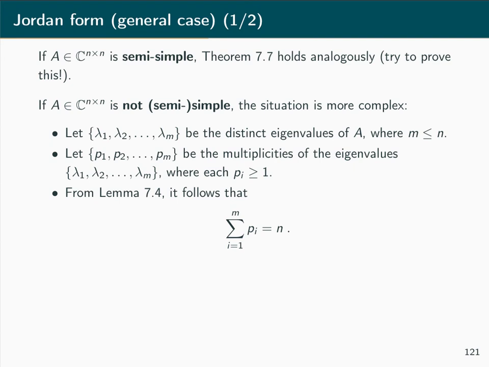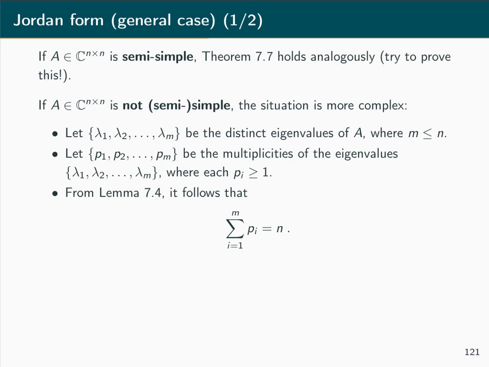Now, even though we proved theorem 7.7 for simple matrices, in fact, it holds analogously for the case where A is semi-simple, and you can try to prove this. For the case where A is not semi-simple, so it does have repeated eigenvalues and does not have a full set of linearly independent eigenvectors, the situation is significantly more complex.